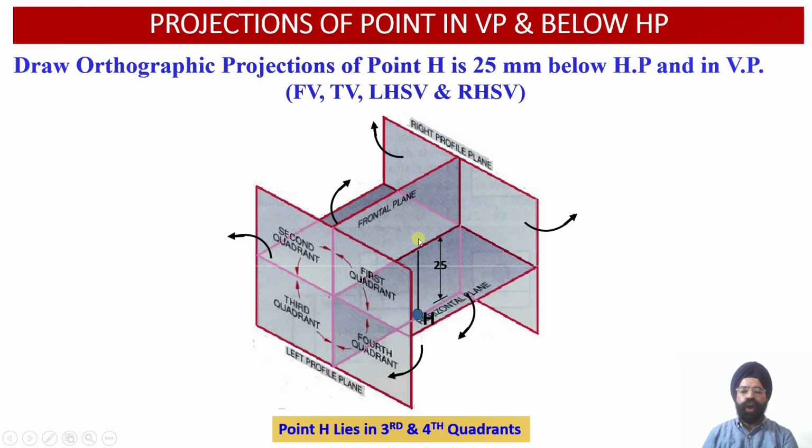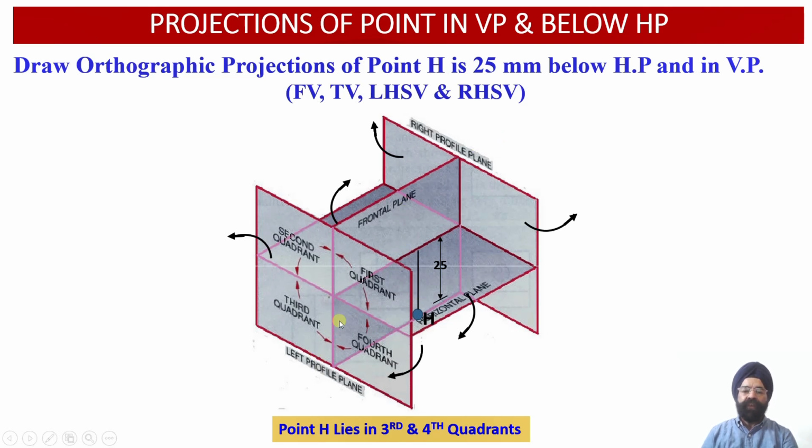the top view projection of this point H will be available here in the vertical plane on the XY reference line, because this point H is contained by the vertical plane. Whether we assume this point H is located in the third quadrant or the fourth quadrant, there will be no change in the position or orientation of these front view and top view orthographic projections.